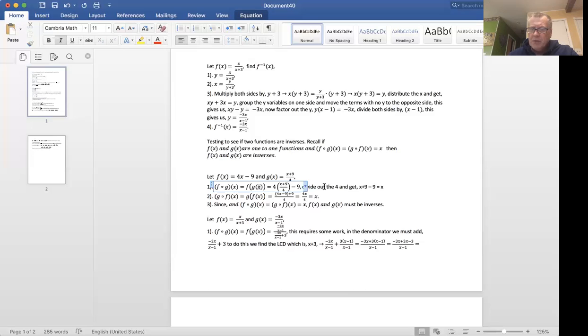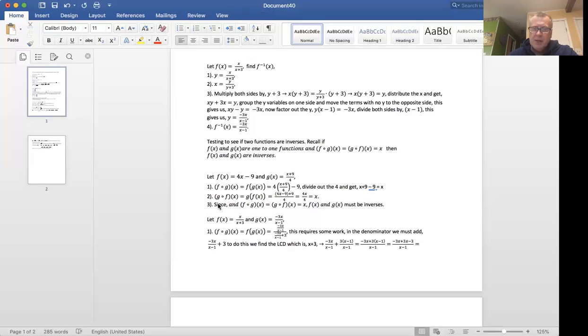This 4 and this 4 are common factors. They can be reduced out because this 4 is in the numerator, that one's in the denominator. And that gives us x plus 9 minus 9, which equals x. So that's the first step. If that didn't equal x, we'd be done.